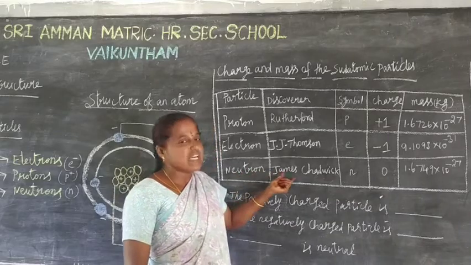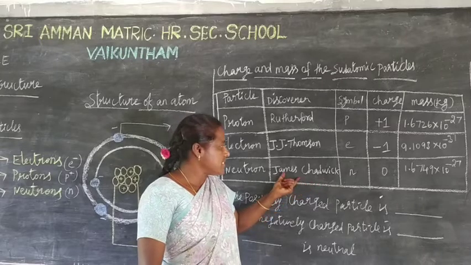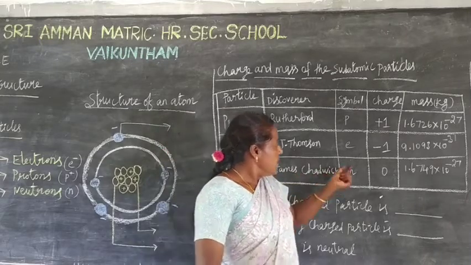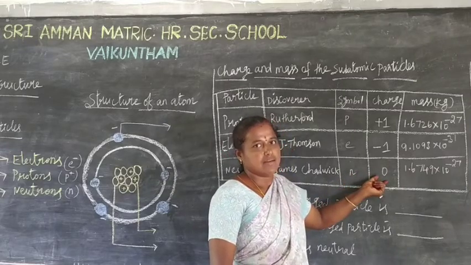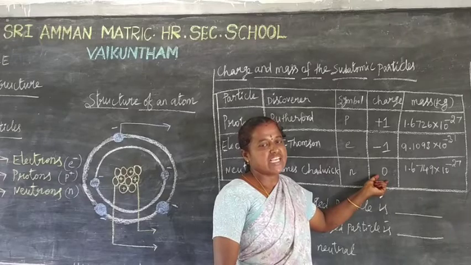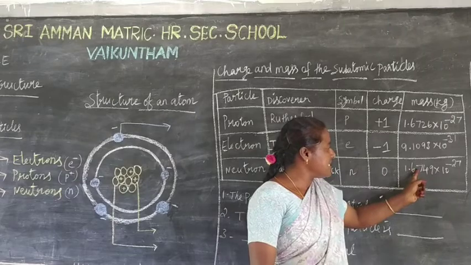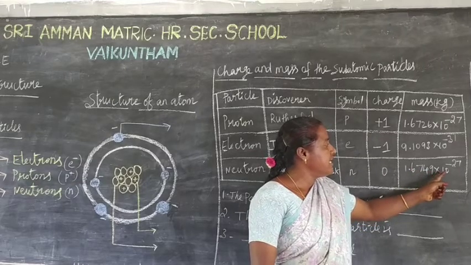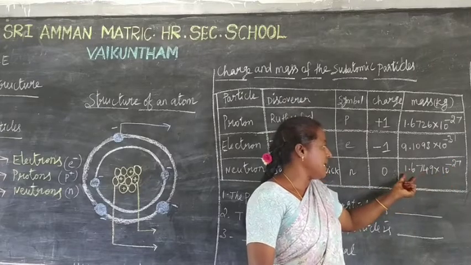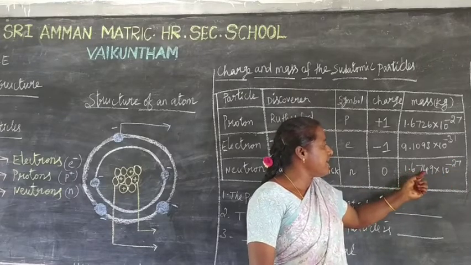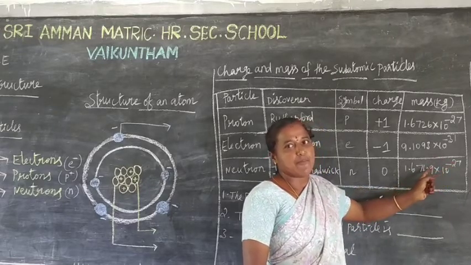Okay, next one. Neutron. It was discovered by James Chadwick. Symbol of neutron is N. It is neutral, it has no charge, that is 0. Its mass is 1.6749 into 10 power minus 27 kilogram.